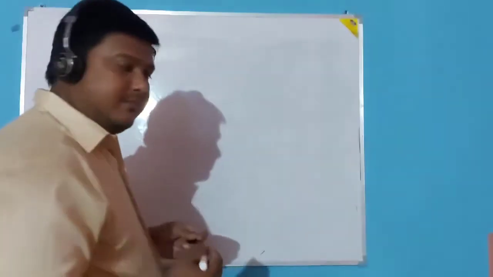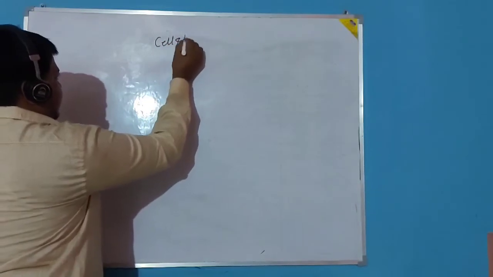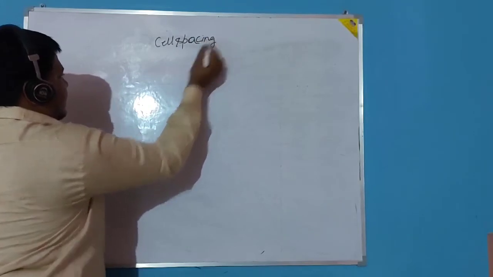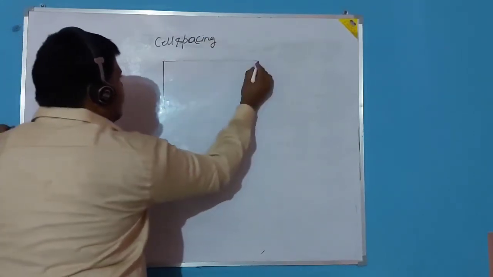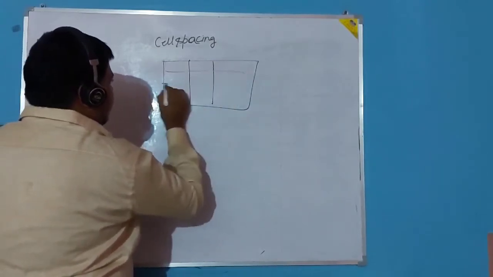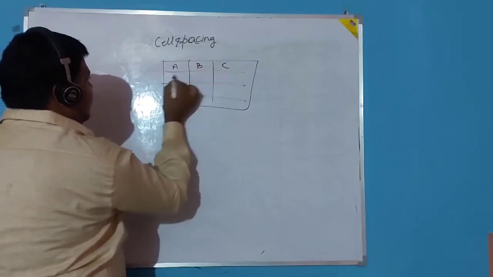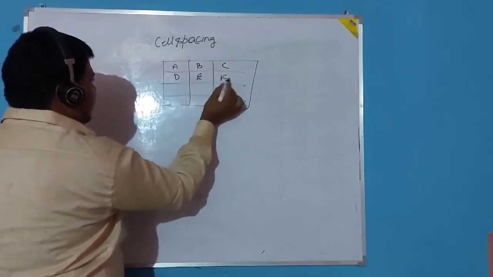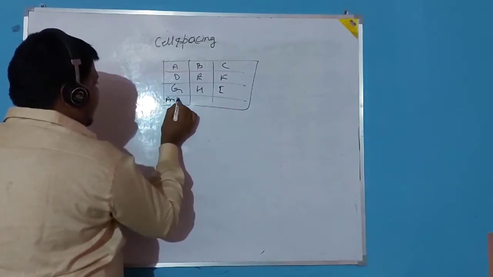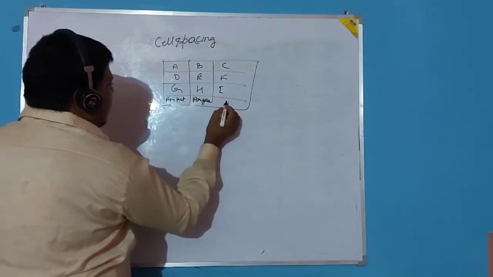Look here. We are going to discuss cell spacing. This is our table, and in that we have 3 rows, 3 columns, and cells A, B, C, D, E, F, G, H, I.